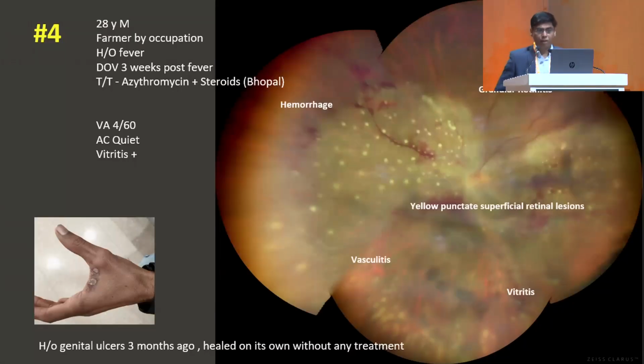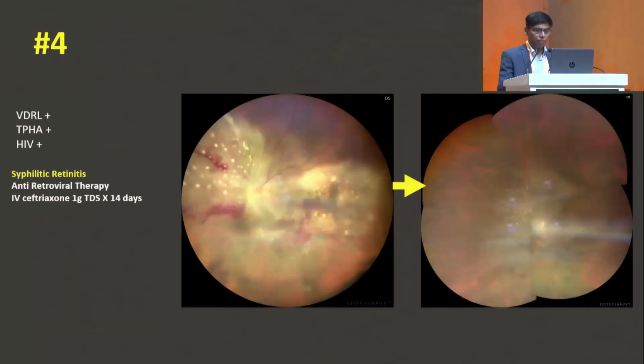Now, this patient came to us from Bhopal, and he was under treatment for post-fever retinitis with azithromycin and steroid. When we examined this patient, he had this rash on the palms as well as this ground glass retinitis with some pink punctate retinitis. This gave us a clue that we might be dealing with syphilis, and we questioned him further, and he gave a history of genital ulcers, and he turned out to be positive for syphilis as well as HIV. We treated the patient accordingly, and this is the response that we got.